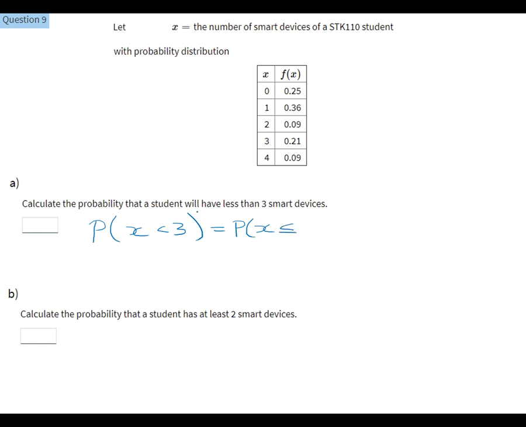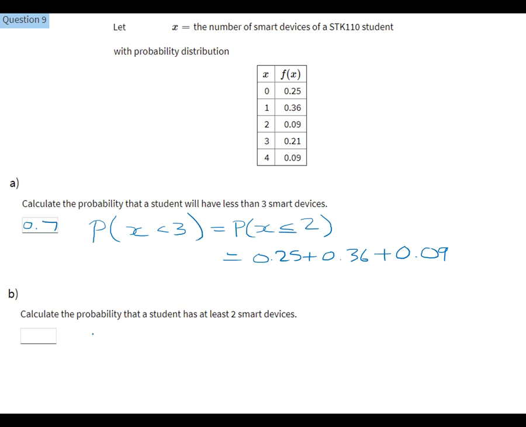So if we do this, we know that we need to go up to and including 2, which means that it is 0.25 plus 0.36 plus 0.09. And if you do that calculation, you will find that your answer is 0.7.